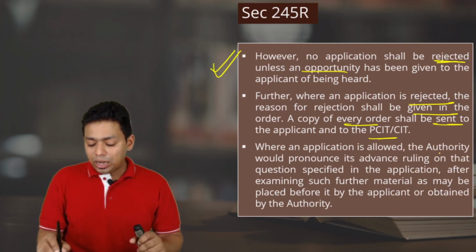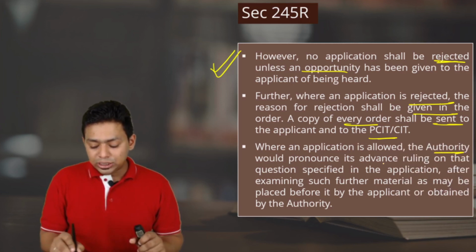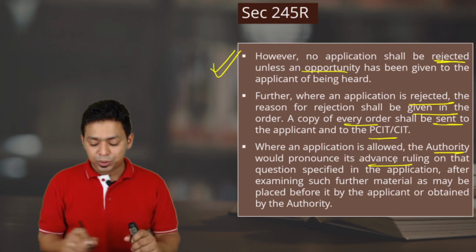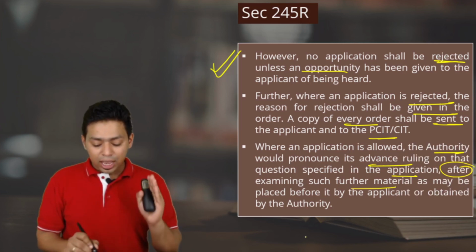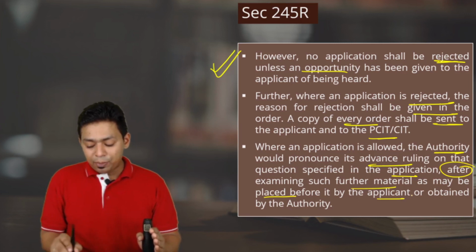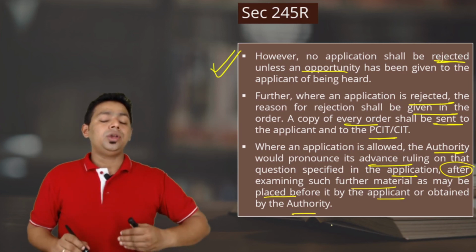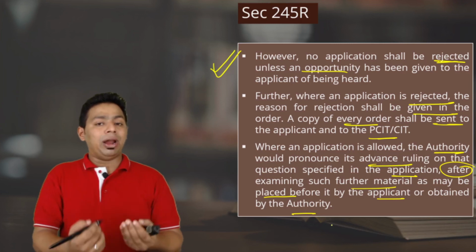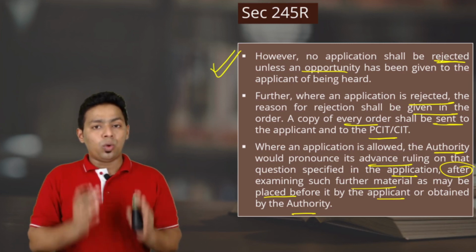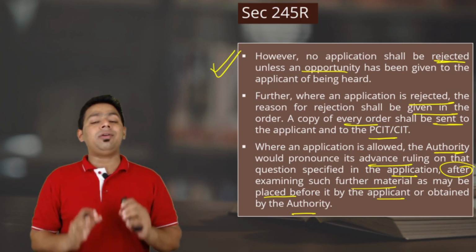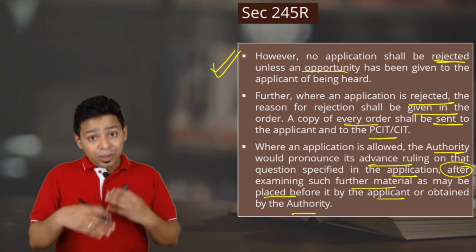Where an application is allowed, the authority would pronounce its advance ruling on the question specified in the application after examining such further material as may be placed before it by the applicant or obtained by the authority. So before giving you the final ruling, the authority will conduct their own inquiry, do their own research, listen to you, and then only give the final ruling. It may be in your favor, may not be in your favor.